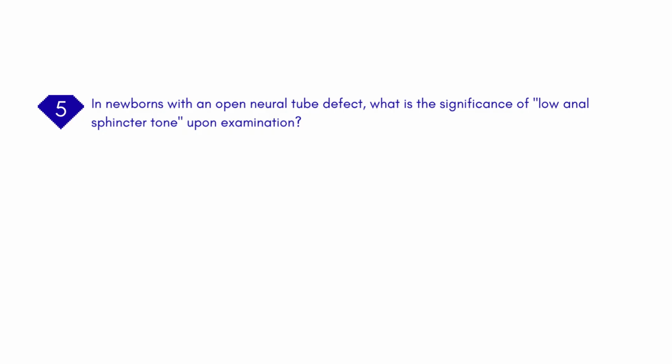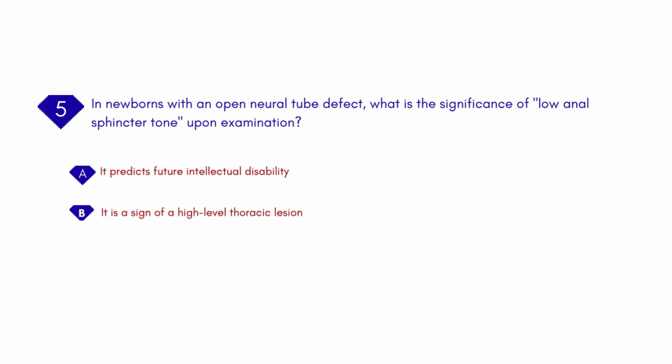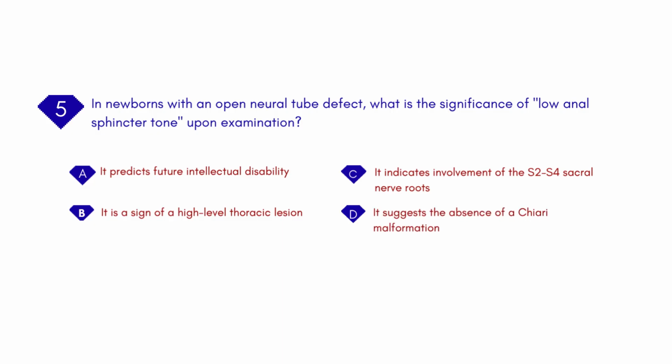In newborns with an open neural tube defect, what is the significance of low anal sphincter tone upon examination? A. It predicts future intellectual disability. B. It is a sign of a high-level thoracic lesion. C. It indicates involvement of the S2-S4 sacral nerve roots. D. It suggests the absence of a Chiari malformation. Answer: C. It indicates involvement of the S2-S4 sacral nerve roots.